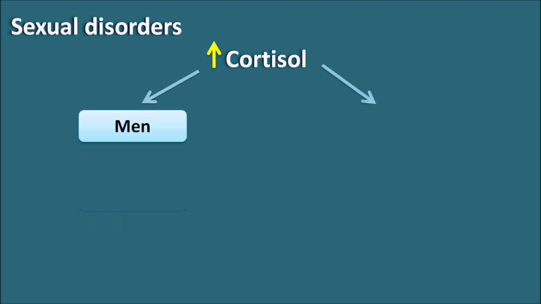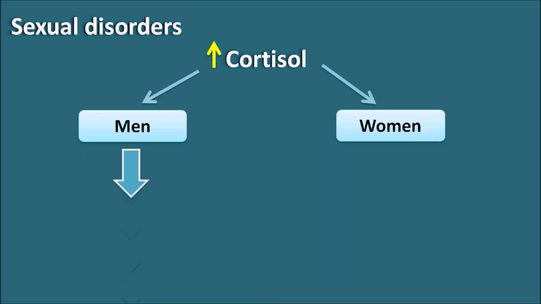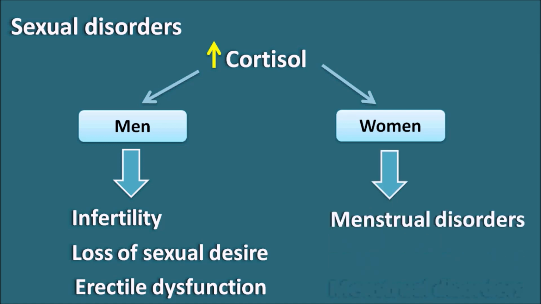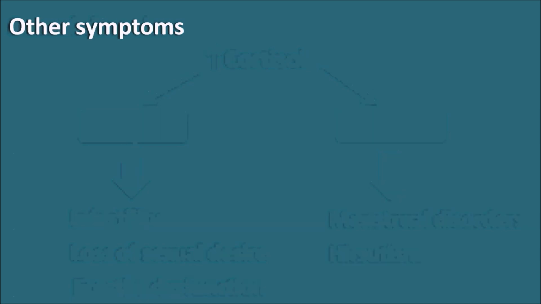Sexual disorders. Cushing syndrome results in increased cortisol levels, which can affect both men as well as women. Within men, we can observe a few symptoms like infertility, loss of sexual desire, and erectile dysfunction. Within women, it can produce menstrual disorders, irregular periods and prolonged periods, as well as hirsutism, unwanted hair growth in women.